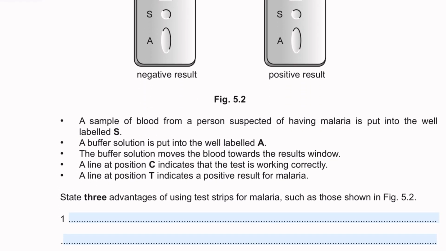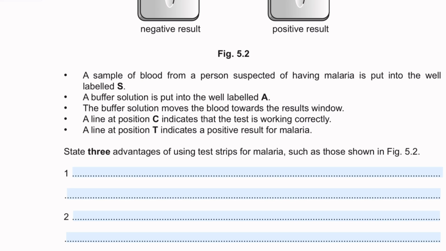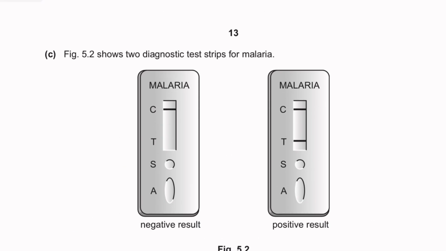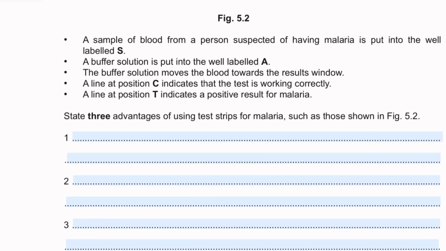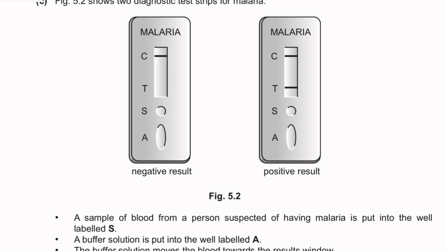Interesting. Okay. State 3 advantages of using test strips such as those in figure 5.2. What I would understand here is that the monoclonal antibodies are used in this test strip. However, the question does not talk about monoclonal antibodies, it asks about the advantages of using test strips for malaria. Test strips in general are more accessible and more obtainable for people, compared to going all the way to a professional who is going to diagnose you. So it's not only more obtainable, it's also a quicker way to diagnose the disease.